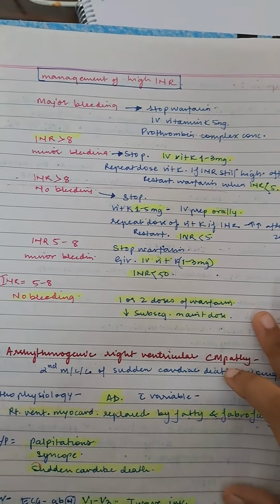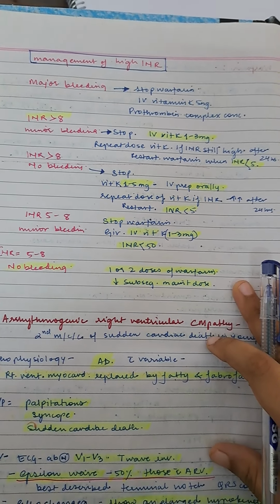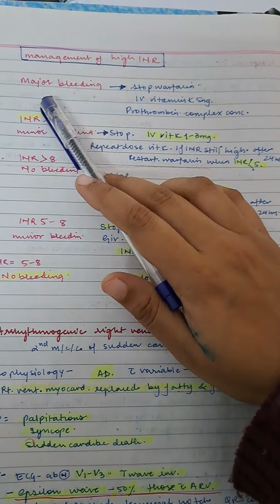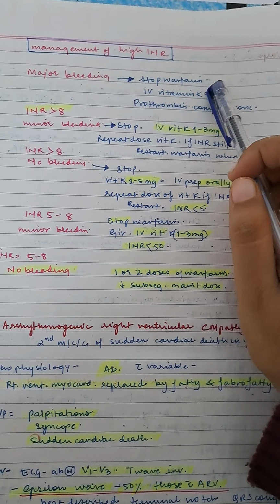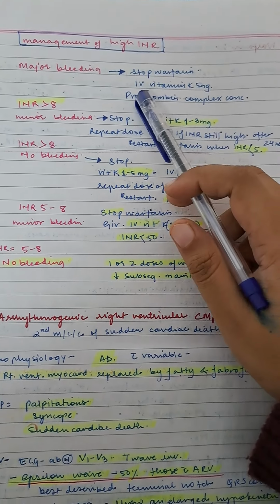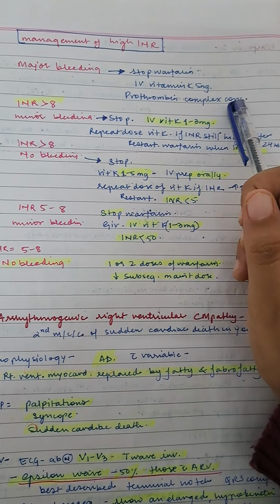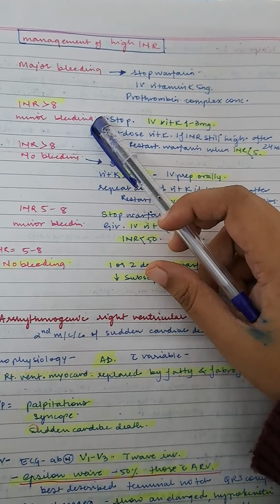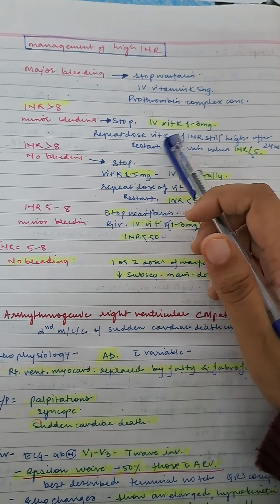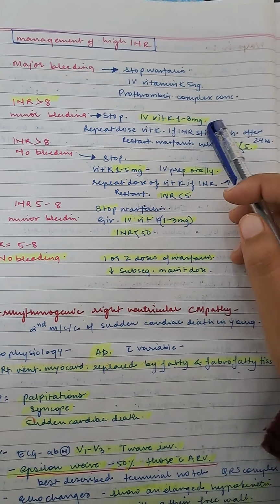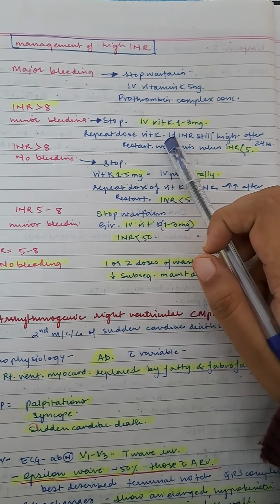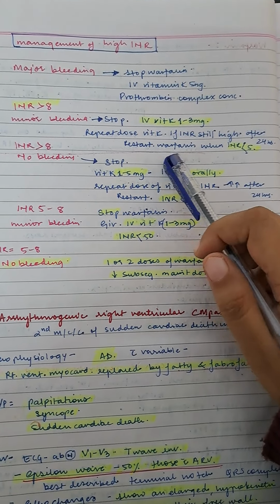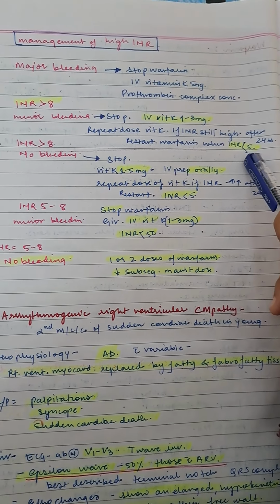Most common questions which will be asked on warfarin will be the management of high INR. If the patient has got a major bleeding, then you have to stop warfarin and administer vitamin K 5 milligram and/or prothrombin complex concentrate. If the INR is more than 8 and the patient has got minor bleeding, stop warfarin, give IV vitamin K 1 to 3 milligram. You have to repeat the dose of vitamin K if INR is still high after 24 hours. Then you have to restart warfarin when INR is less than 5.